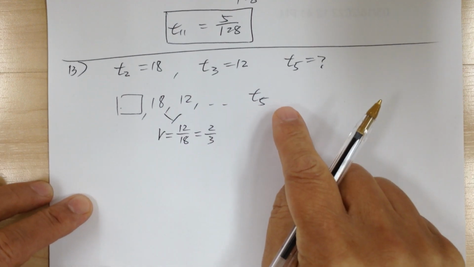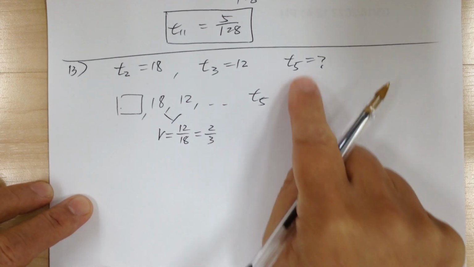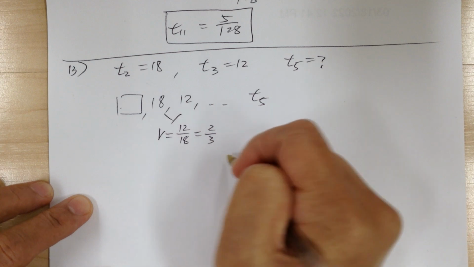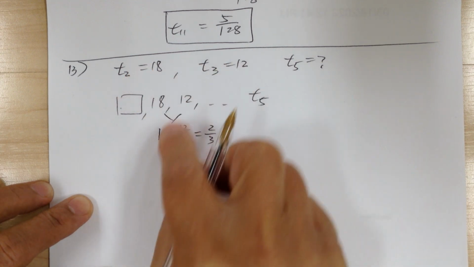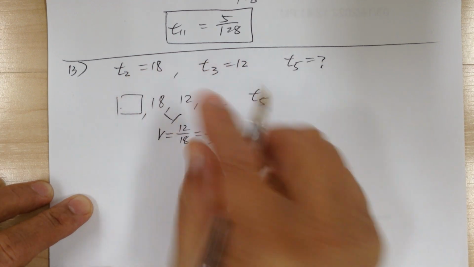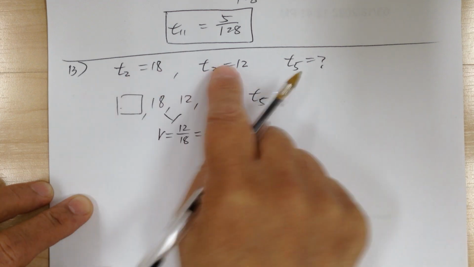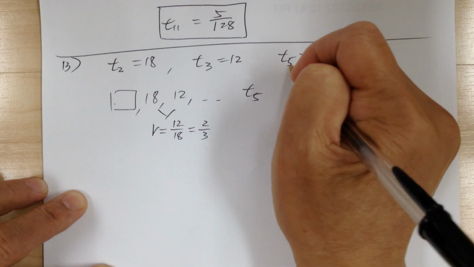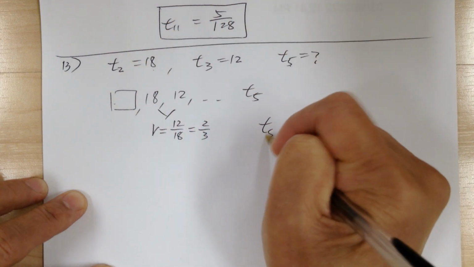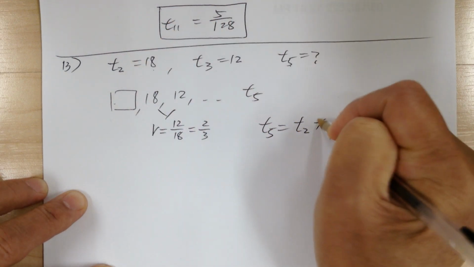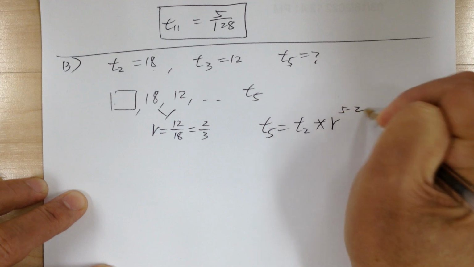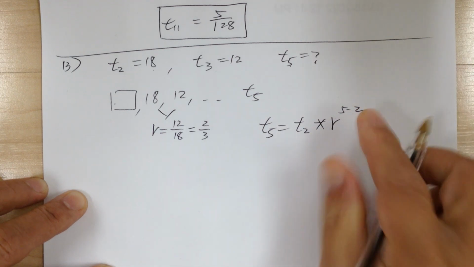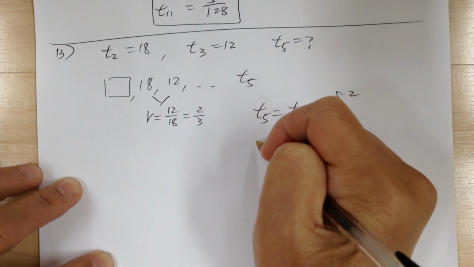Now we can use the formula. Since you're looking for T5, normally you would use these 2 to find R with the formula, but since these 2 numbers are next to each other, you can figure out R right away. So I'm going to use T5 and T2. T5 equals T2 times R to the 5 minus 2. You have 5, 2, so you have 5, 2. Then let's substitute the numbers in here.